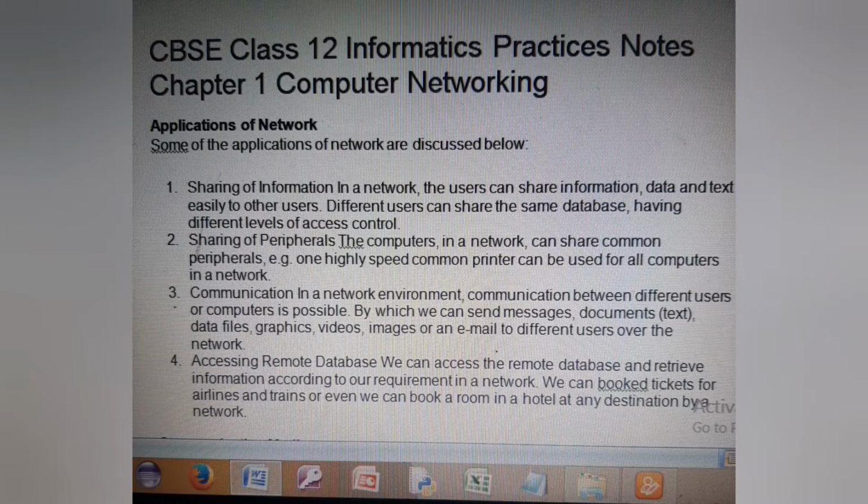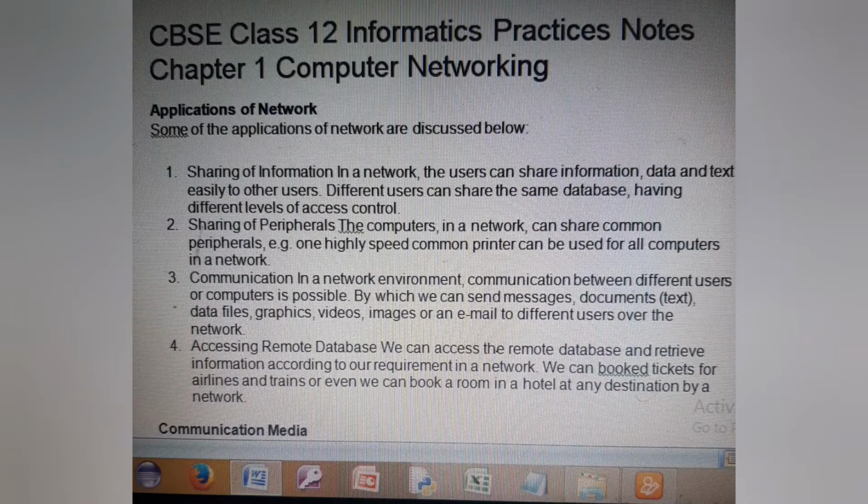Then comes accessing remote databases, also we can do easily. Whatever information is stored on a database can be shared among users who are connected to each other on a network. Because in railways also, when we are booking tickets, the database is on a centralized computer and easily the information can be shared and it can be known whether the train is full or whatever.